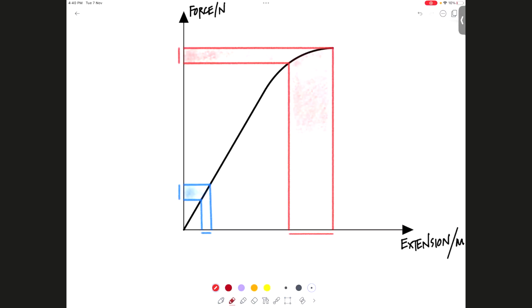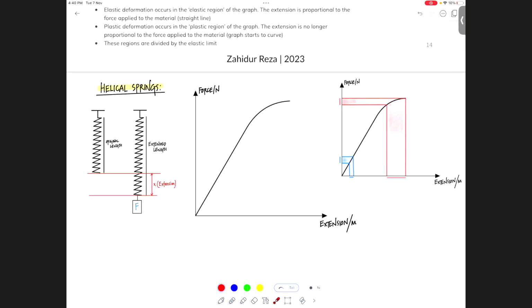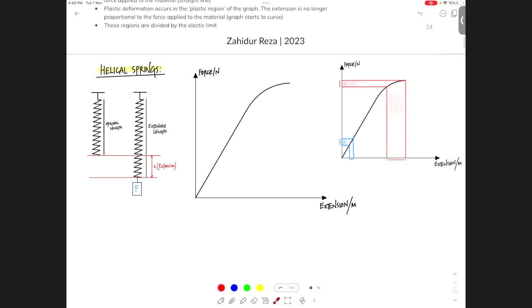Now, a couple of you said, what if the graph went up like that? For a very large amount of force, I'd get a very small amount of extension, which is not true. That doesn't happen with permanent deformation. What happens with permanent deformation is the opposite: for a very small amount of force, you get a very large amount of extension. But here it's the opposite. So yes, that is the reason why the graph bends downwards. Okay.